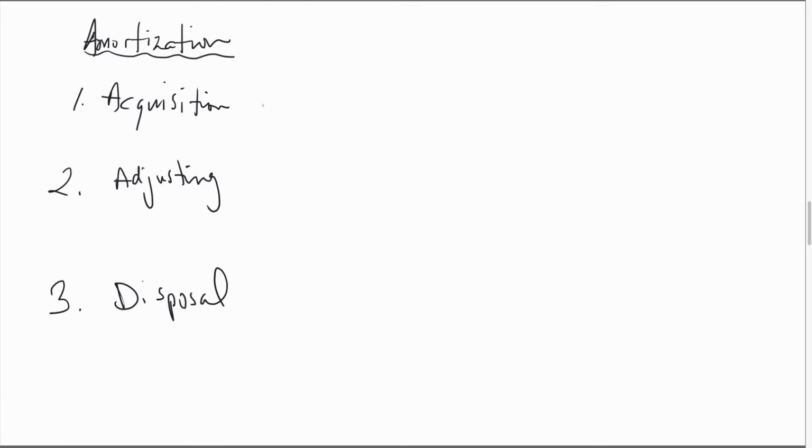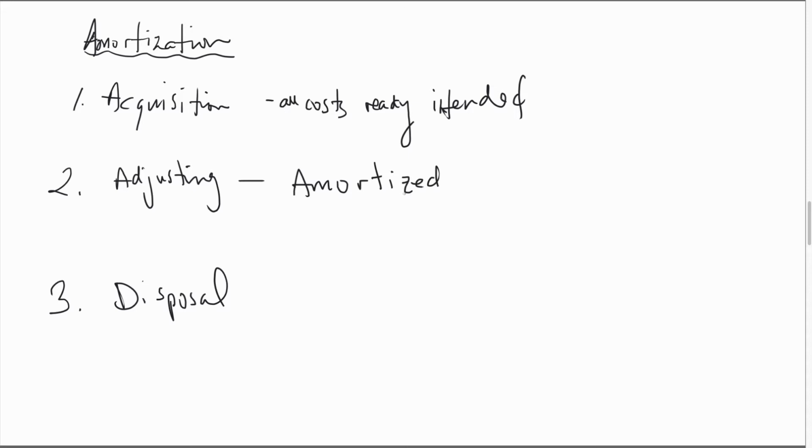And there's a couple things you need to know. Remember we talked about the acquisition. When you acquire an asset, you have to include all costs associated with acquiring it and getting it ready for its intended use, right? And then adjusting, we've just learned that long-term assets with definite lives have to be amortized each accounting period to show your equity in that asset disappearing as you use up the asset.